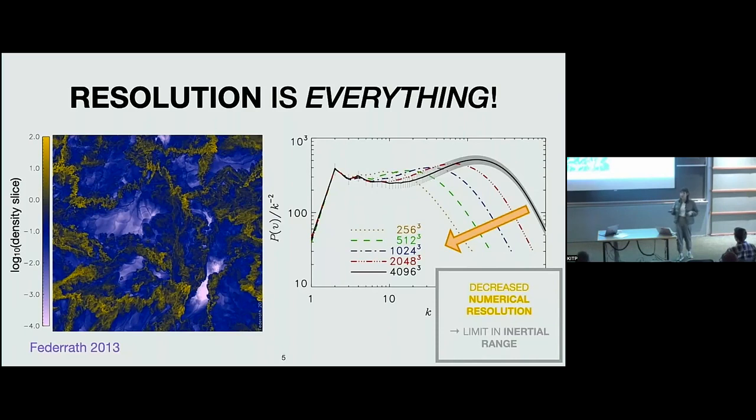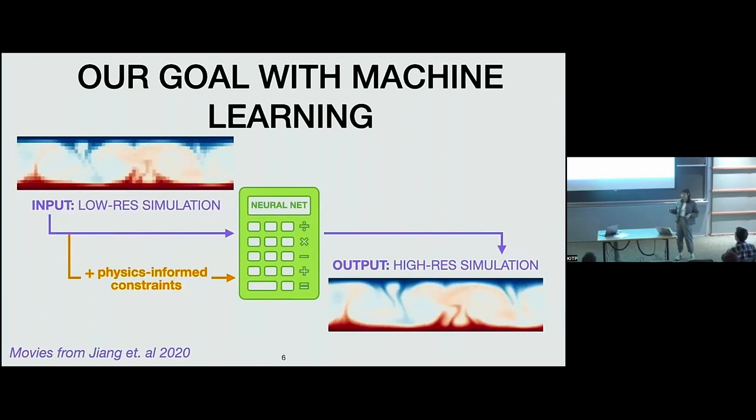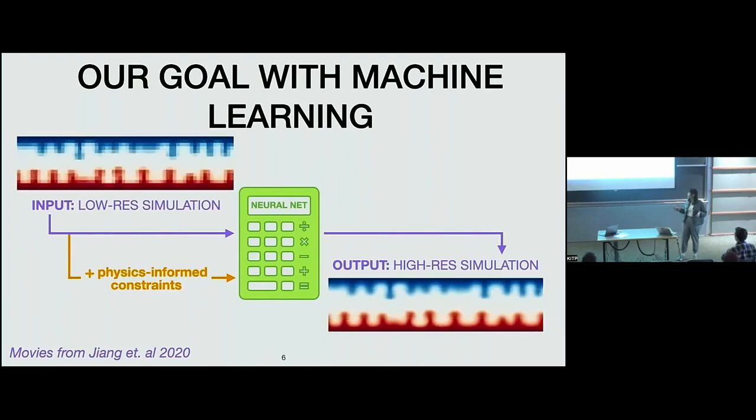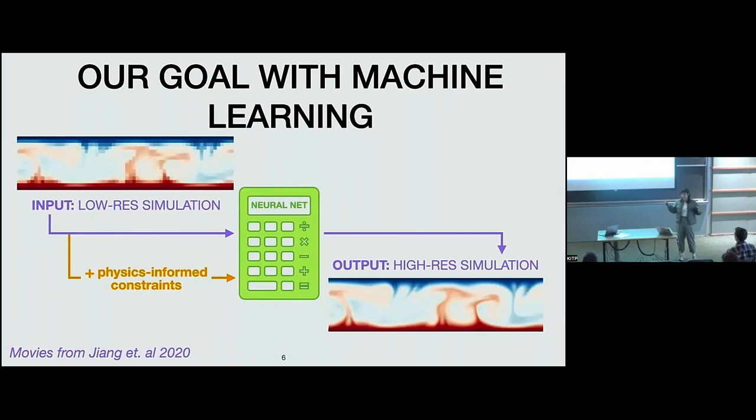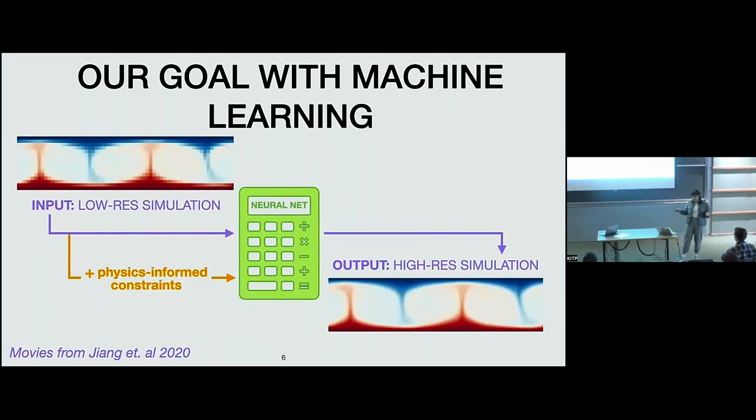And so because of these statistical tools that we have for turbulence, we can use these as an independent measure to see how physically realistic the outputs are. So in this study, our goal is to learn a mapping function between a low resolution turbulent simulation and that of a high resolution turbulent simulation. And hopefully by using some physics informed constraints that I'll talk about, we can constrain the output of this model to have a more physically realistic prediction.